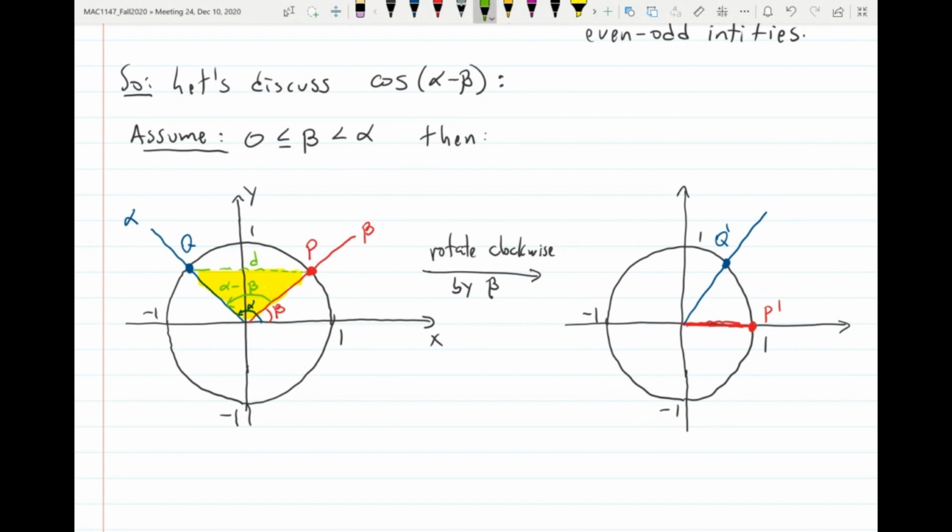Now I want to ask you a question. Can anybody tell me what is this angle that we have here? What would be this green angle? Do you think this angle is going to be the same or different than the one that we had earlier? It's going to be the same. Very good. This is still alpha minus beta, okay? Because all we did was rotate the picture. That's all. We did not change anything else. And so in particular, what do you think is going to happen to this side? What is this side, this segment Q prime, P prime? What can we say about it? It's going to be the same, right? So that's going to be D as well.